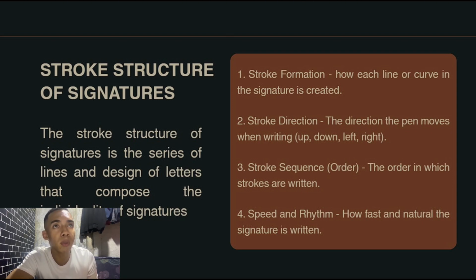First is stroke formation. How each line or curve in the signature is created. For example, in my signature, the G is smooth and rounded. Then the forgers who copy it cannot replicate it, because they are only copying, so they cannot copy the smoothness of the letter G as written.